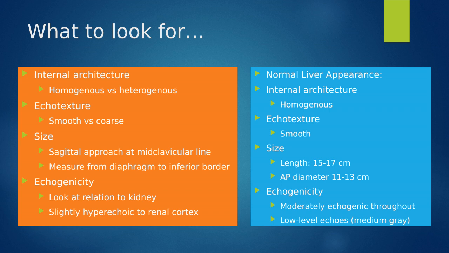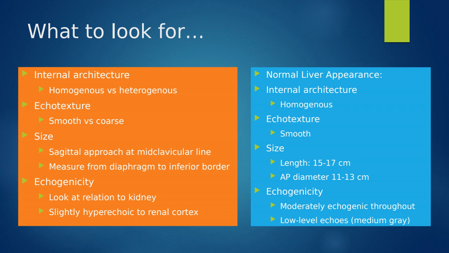We don't necessarily care too much about an AP diameter, but your textbook or your registry may ask for that. Echogenicity, we're looking at in relationship to the kidney. We want to see it slightly hyperechoic to the renal cortex. Again, we don't want to see it very hyperechoic because that could indicate fatty liver.